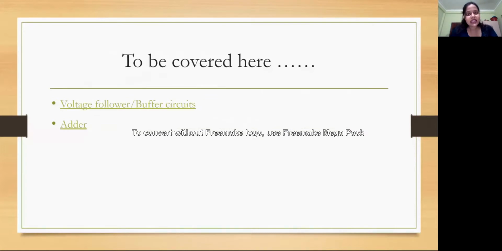Particularly in this video, we are going to cover the voltage follower or buffer circuit and the adder, which are very important applications of the 741 IC, that is the operational amplifier. So let us first start with the voltage follower, right?